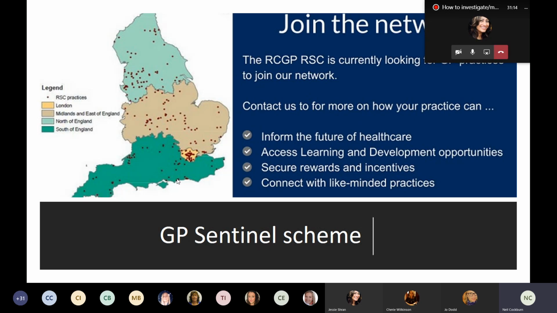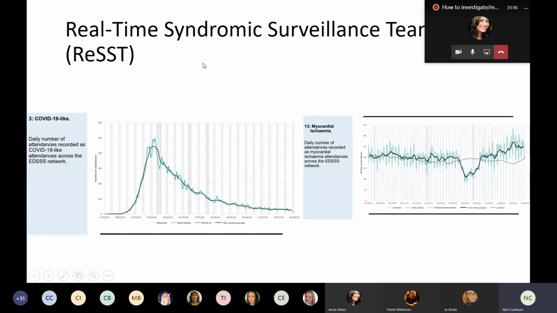So instead of having just a suspected or probable case, we can actually have a confirmed case with the Sentinel schemes. And then that works in tandem with something like the real-time syndromic surveillance, who capture all of those symptoms that GPs and NHS 111 and emergency departments might be collecting, and tally them up and look for any changes and trends. So these two graphs here, for example, show what happened when the pandemic began.